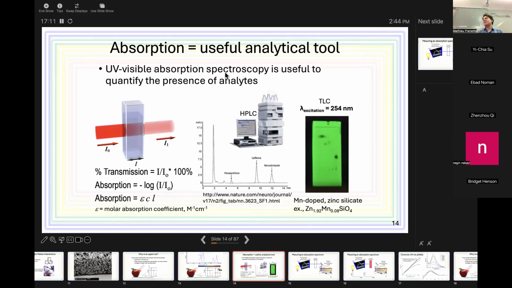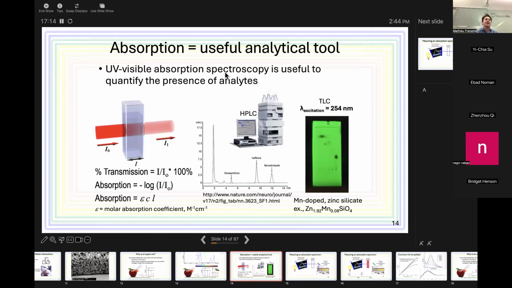So absorption spectroscopy is obviously a very useful tool. You take a blank, you put it in, you measure how much light hits your detector with your blank, then you put in your sample. I over I0. I is the amount of light hitting your detector per sample over I0.